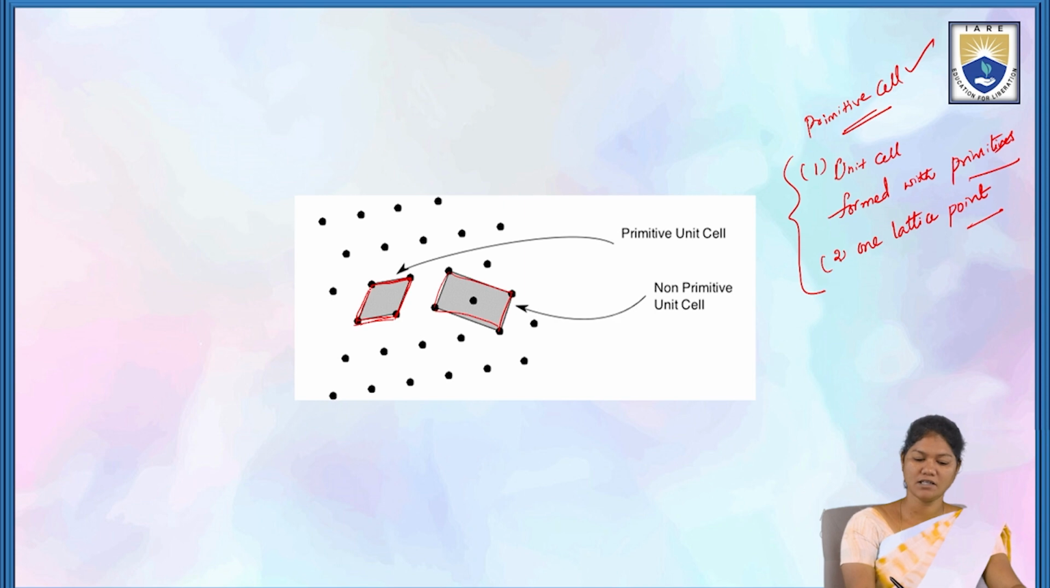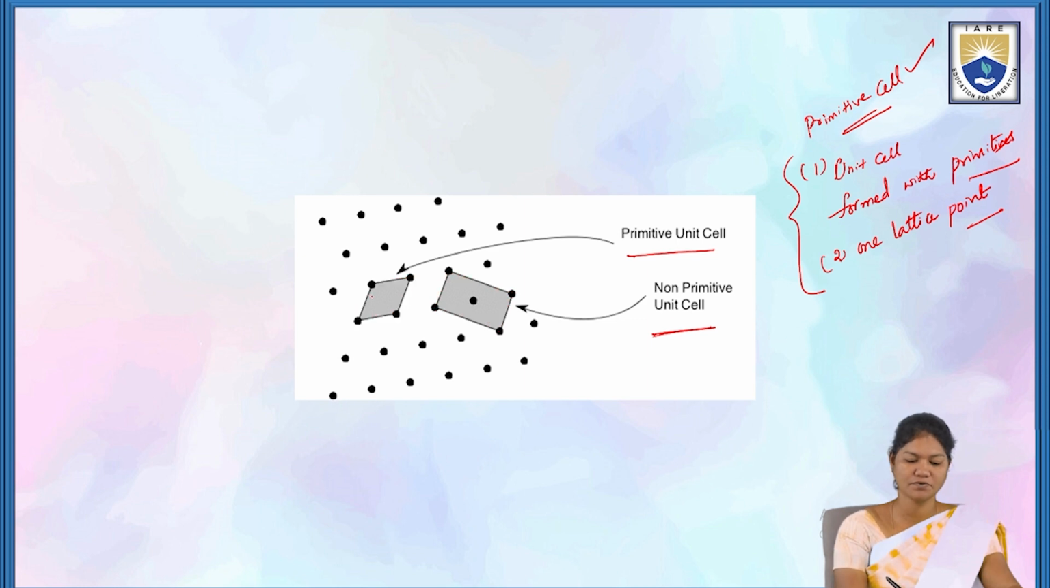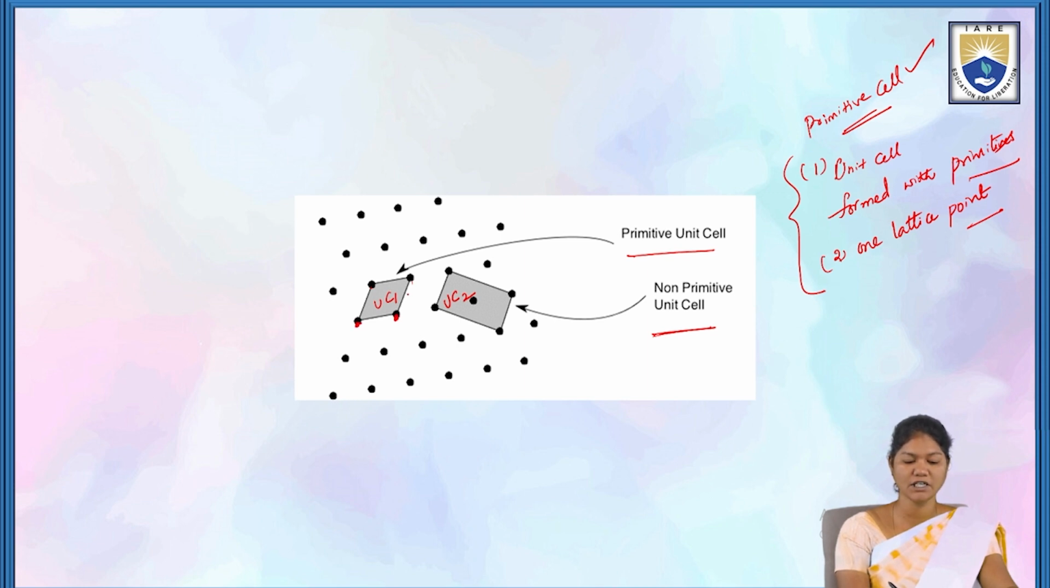Here in this diagram, this is a primitive. So why are we saying this is a primitive unit cell? Why is it not non-primitive? Why is it a non-primitive unit cell? In this first one, suppose this may be unit cell 1 or this may be unit cell 2. Unit cell 2. So here there are 4 lattice points. So 4 lattice points, connecting to 4 lattice points, a small unit cell is formed.